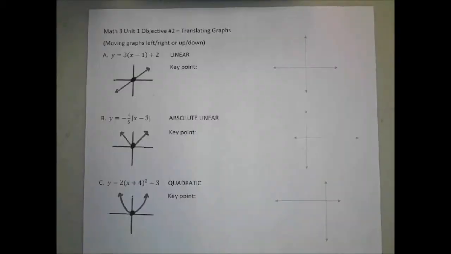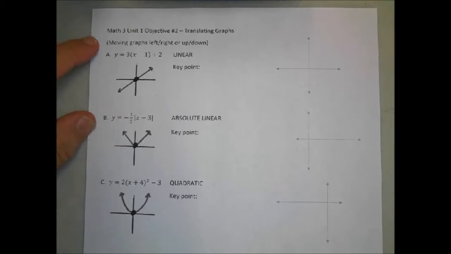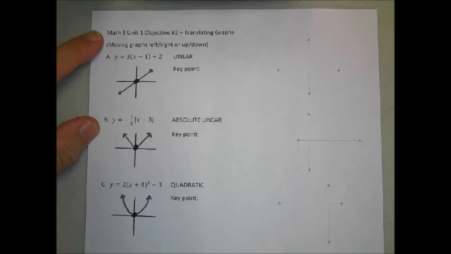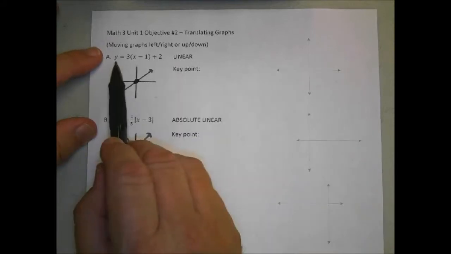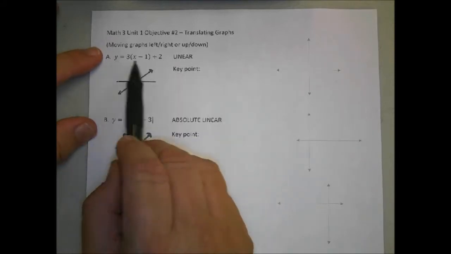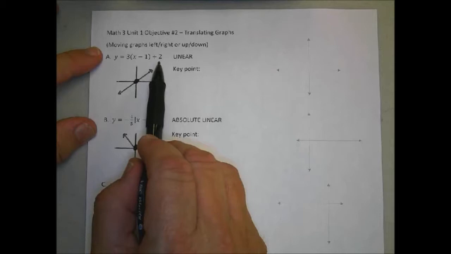The first part of Objective 2 takes those graphs that are familiar to us: the linear, the absolute value, the quadratic, and the exponential growth. But now it's going to move the graph either left or right, or up or down. So let's start with just the characteristics of this first graph. Just by looking at the equation, we know that it's a linear equation.